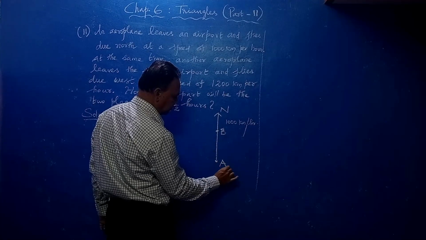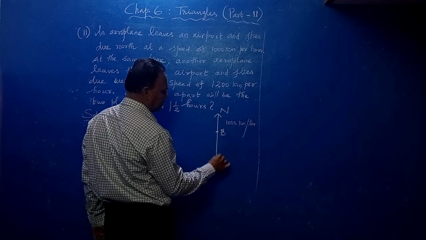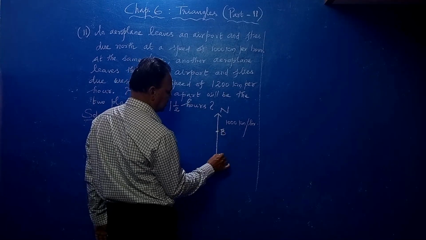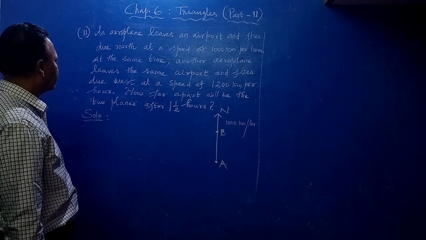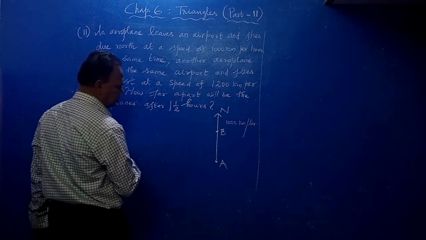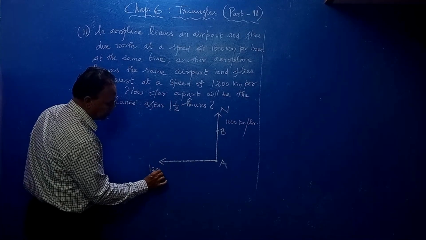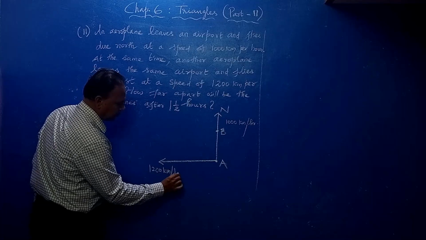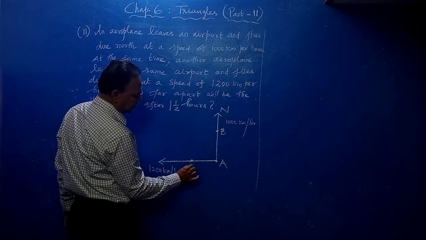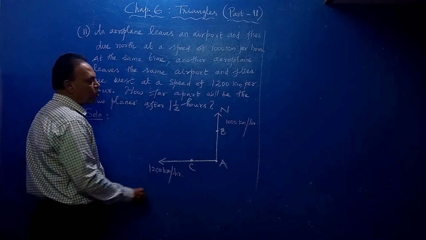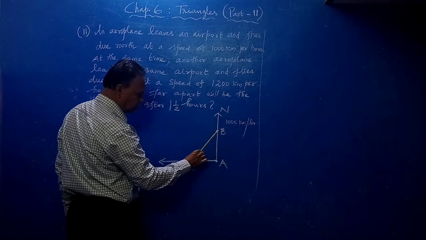A, you take for airport. You don't know the distance. After 1.5 hours, it reaches B. It is moving 1000 km per hour. Another aeroplane leaves the same airport and flies due west. This side is west. It flies 1200 km per hour. After 1.5 hours, it reaches this point. Take it as C. Now the distance between the two aeroplanes, this distance you have to find out.